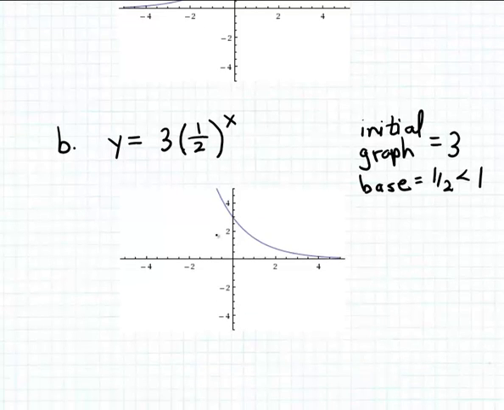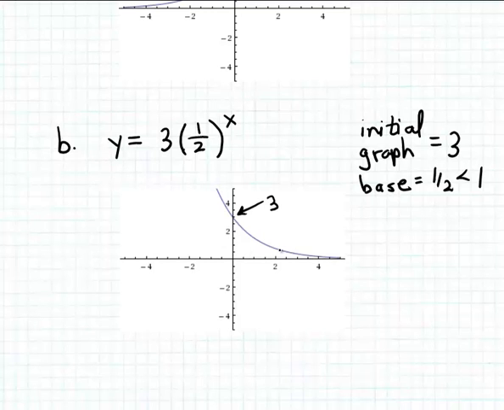So here's a graph of this function, 3 times 1/2 to the x power, that I've drawn here with the computer. And notice that the graph is decreasing from left to right as opposed to increasing left to right. And that's characteristic of exponential functions where the base is less than 1. Still, the y-intercept here is the same as the initial value. So we have a y-intercept here of 3.